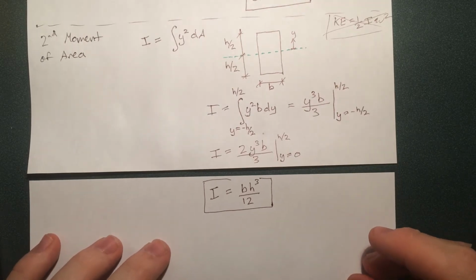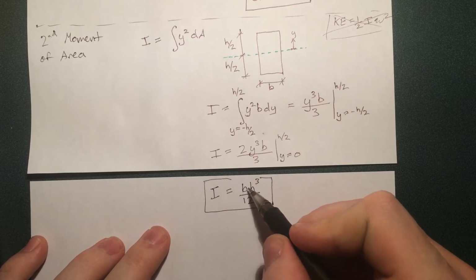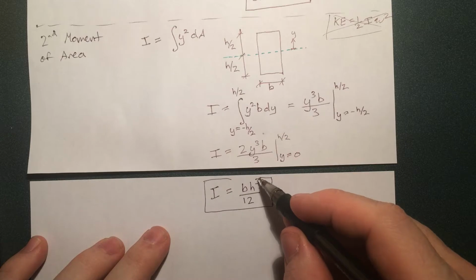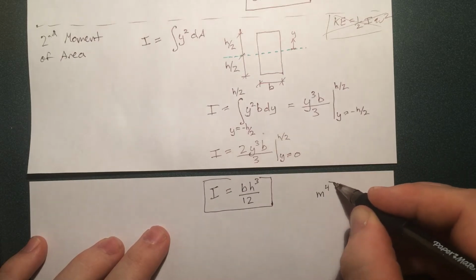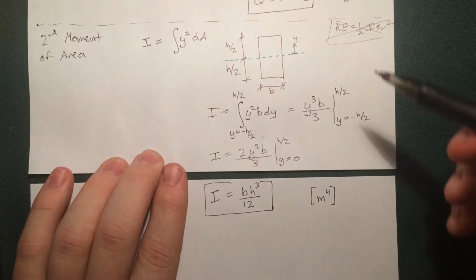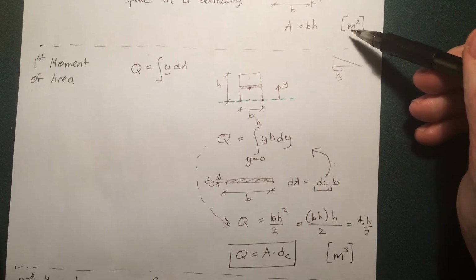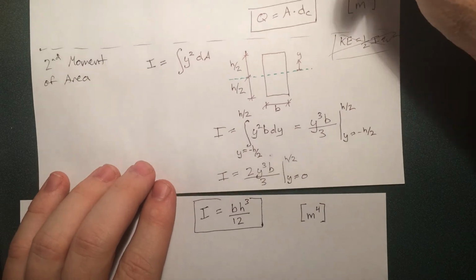Okay, so let's take a look at the units of this thing. So we have base, that's just meters, and then height cubed, so that's meters to the power of 3, so total is meters to the 4. And we could have known that already based off of what we've seen here, knowing that this was meters cubed, and then the area, of course, was just meters.